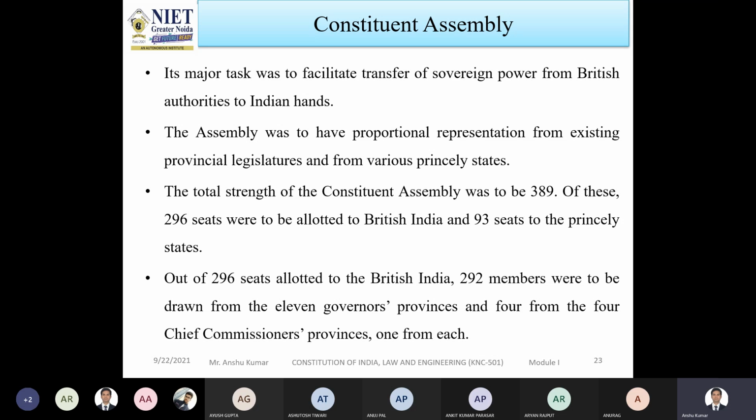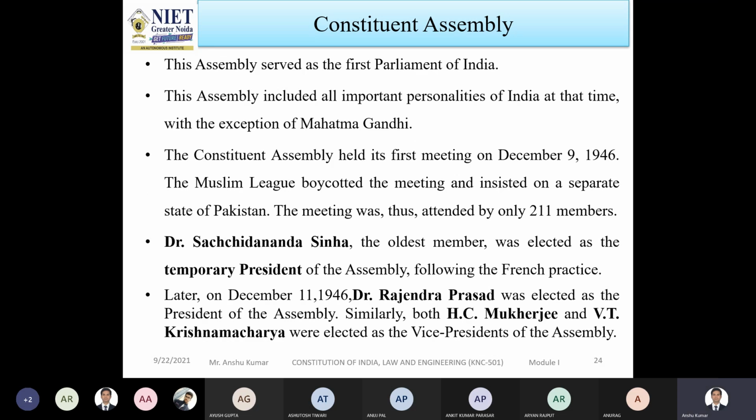So these are some numerical figures you have to remember. But one important figure is 299, in fact 299 after the Muslim League backed out. This assembly served as the first parliament of India. Obviously, the Constituent Assembly served as the first parliament of India.